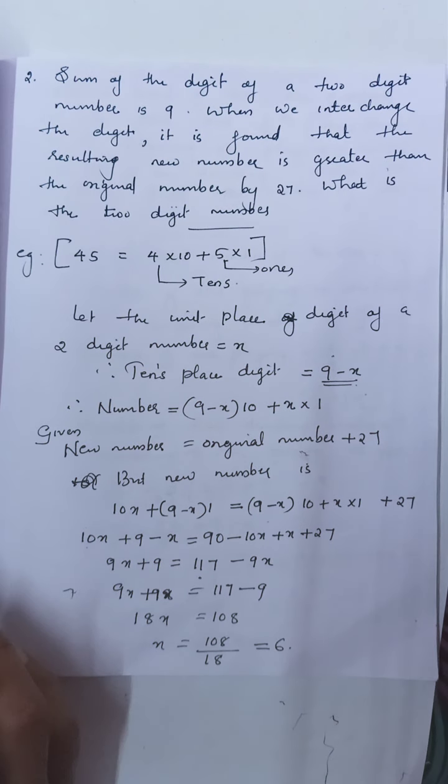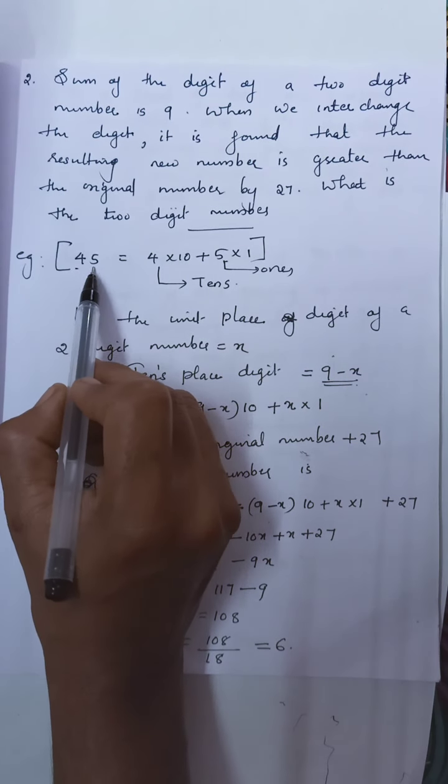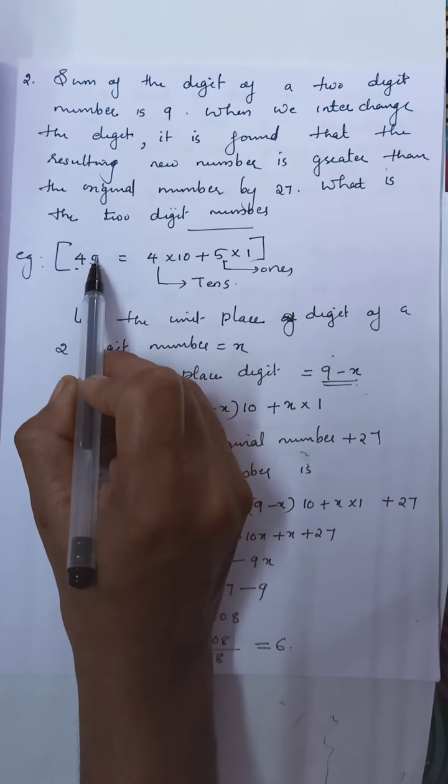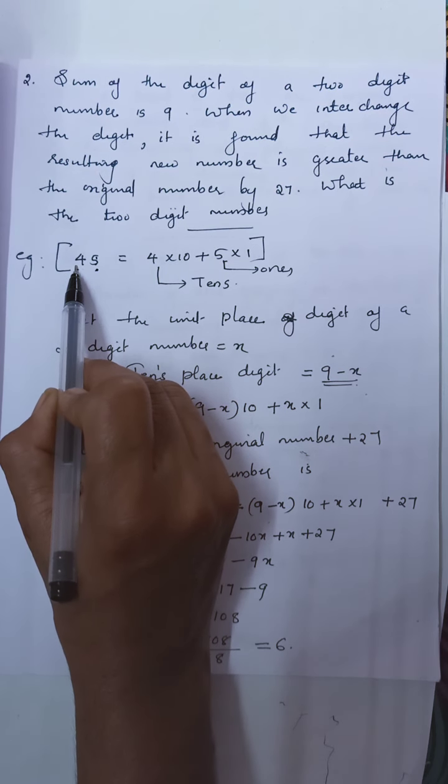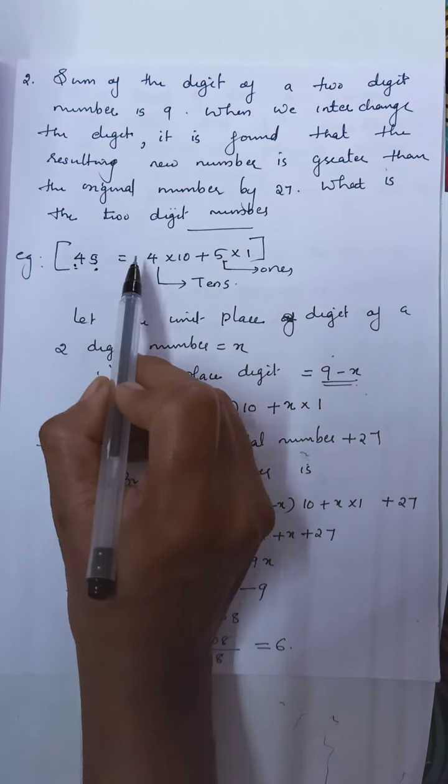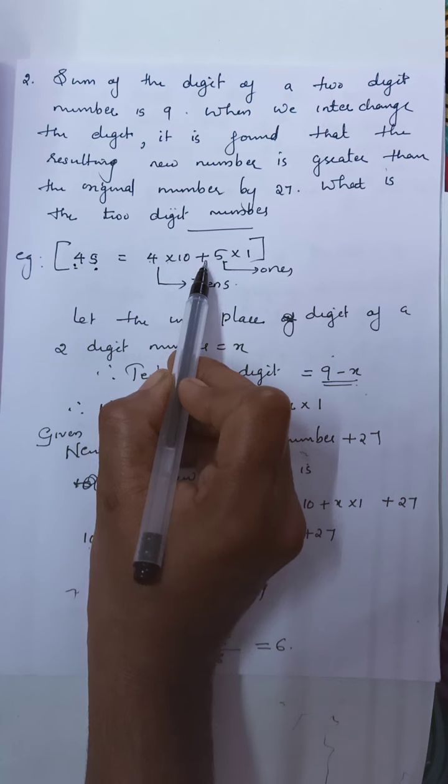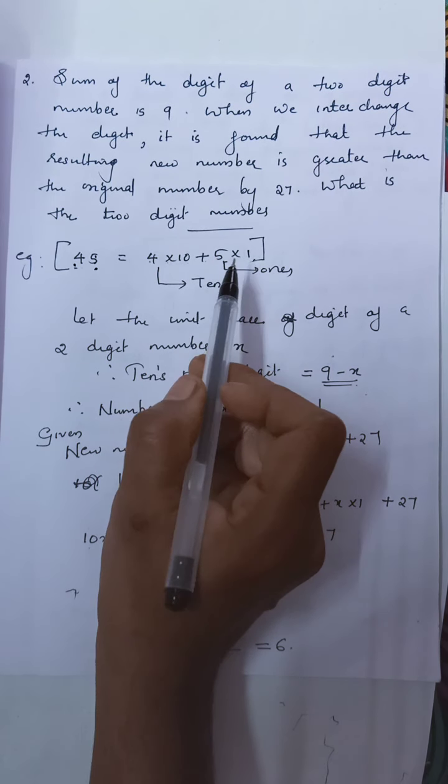Okay. So, you know how to expand a number. For example, if you write 45, what is the expanded form? This is 1's place and this is 10's place. So, you expand this 45 as 4 into 10 plus 5 into 1.